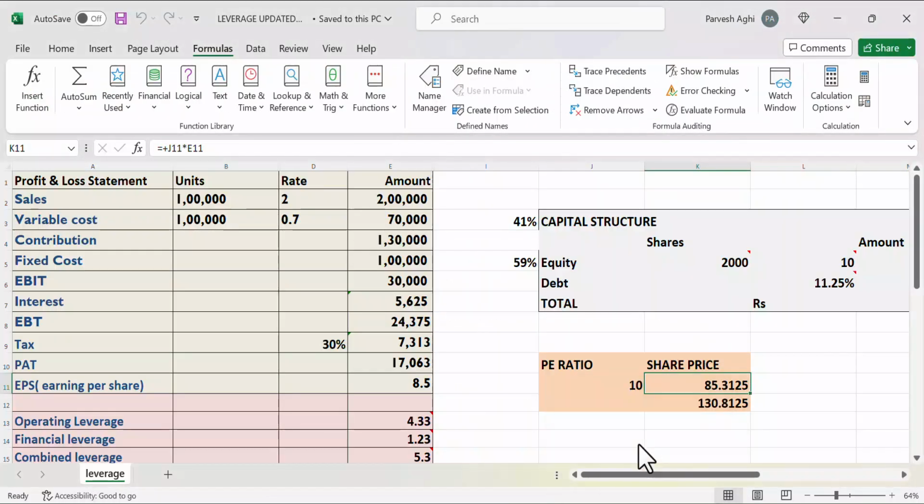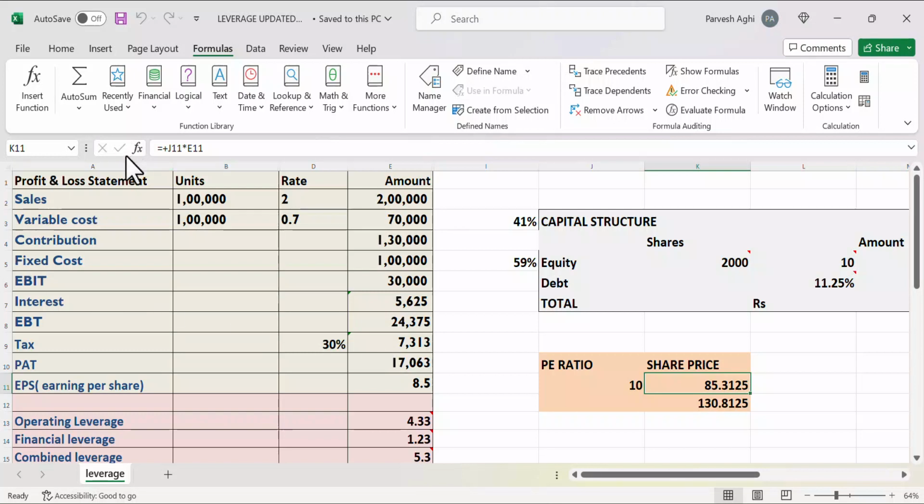P ratio is a very interesting topic. I'll come to that and explain it more, because our classes are very limited, so we can't do much. So now the P ratio here is 10. We are assuming that this company's P ratio can be 20, 15, but I assume 10 just to explain that. So the share price is how much? 85. Because earning per share is 8.5. It trades at 10 times its earning per share.